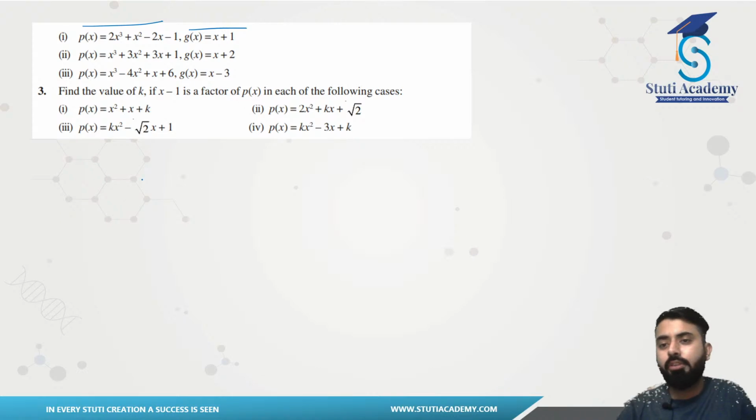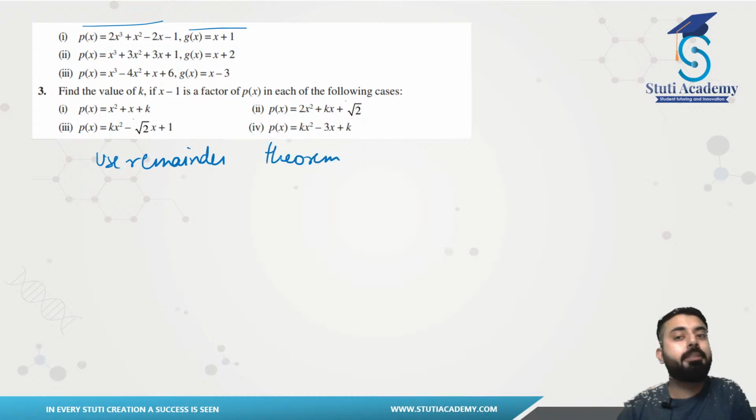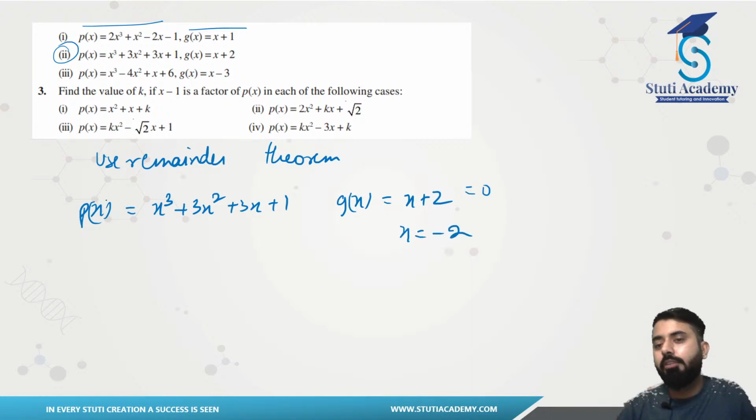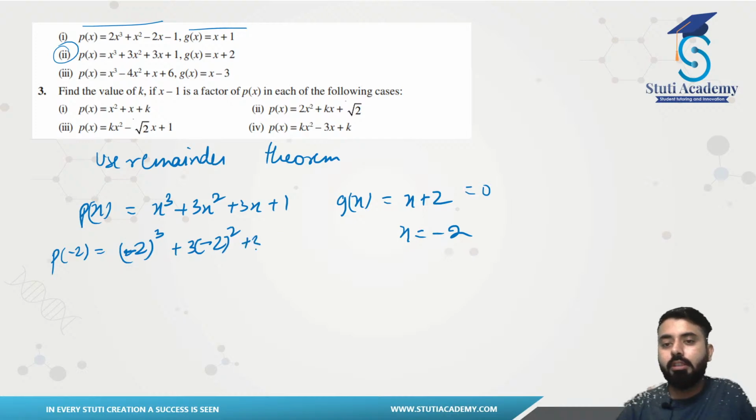Your factor theorem states that use remainder theorem and get the remainder. If that remainder is 0, then it is a factor. So simply we can do what? I'm going to do this one for you. We have p of x, which is x cube plus 3x square plus 3x plus 1, and we have our g of x, which is x plus 2, right? So put that g of x against 0, x will be -2. Replace it here. So p of -2, that will be -2 whole cube, 3 into -2 whole square, 3 into -2 plus 1, right?